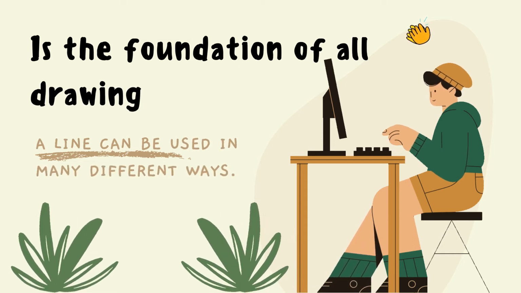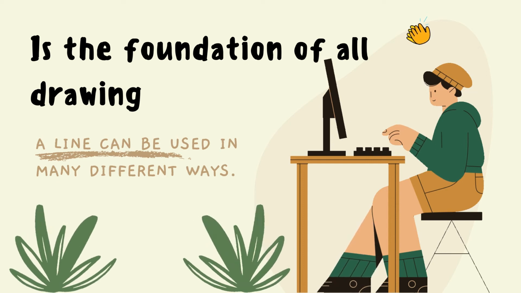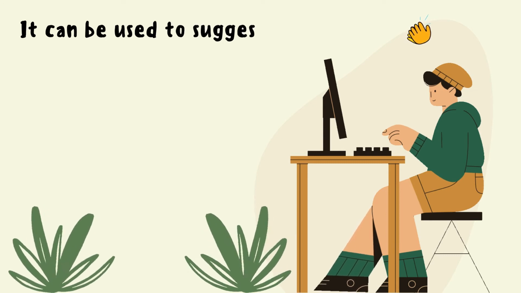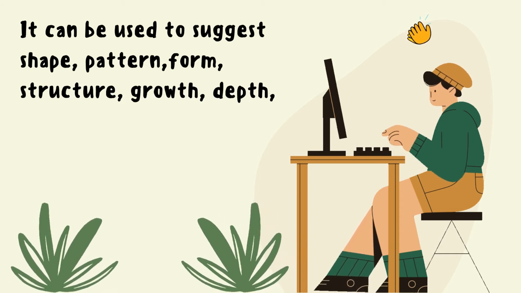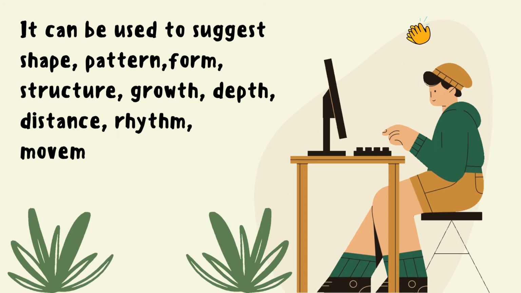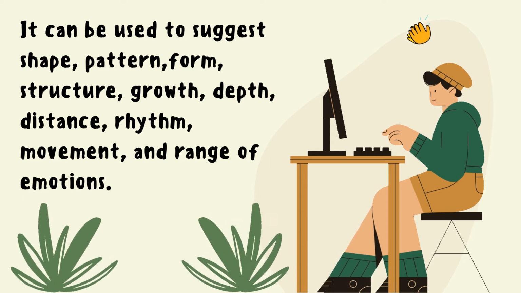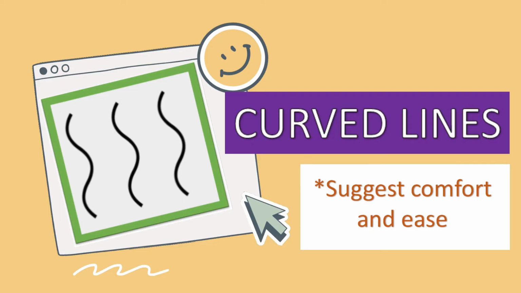Yes, because it starts with the line when you are going to draw something. A line can be used in many different ways. It can also be used to suggest shape and pattern, form, structure, growth, depth, distance, rhythm, movement, and range of emotion. Those are the uses of lines. These are the examples of lines. The first kind of line, we have curved lines. Curved lines suggest comfort and ease.